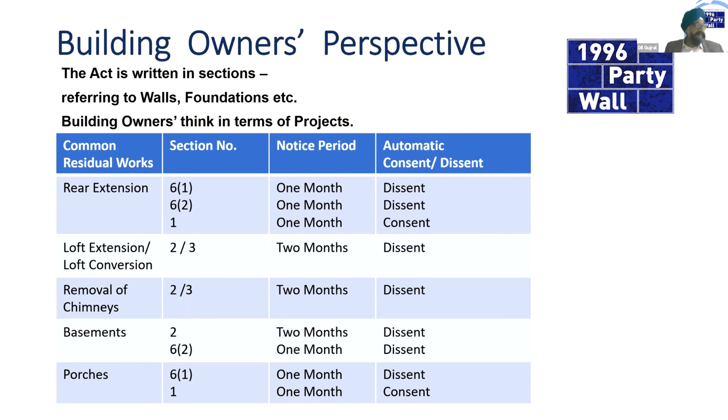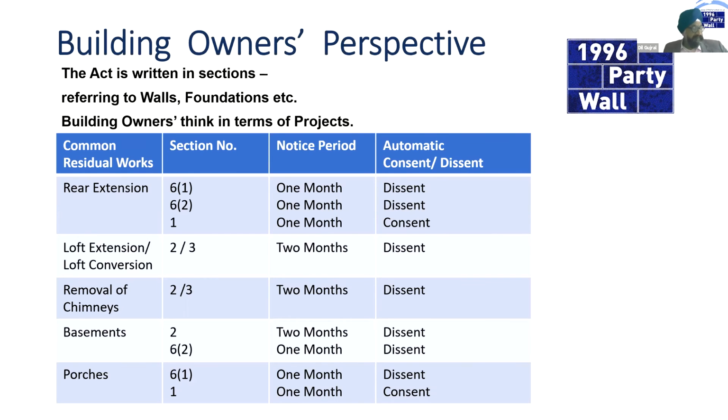So for example, a rear extension is notifiable usually under Section 6.1, occasionally Section 6.2, and sometimes Section 1. Now all of those have a notice period. In that case, it's 1 month. And if there's no reply, that's an automatic dissent, apart from Section 1, you'll see there, that's one of the exceptions. That's an automatic consent. If you're doing a loft, they're usually notifiable under Section 2/3. That's a 2-month notice period. Again, automatic dissent.